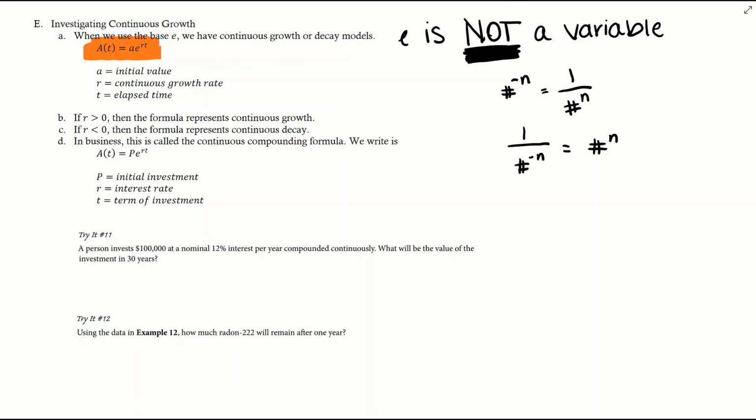Now, notice when it is business related, it is called the PERT equation, like that old shampoo for dandruff, Pert Plus. I don't even know if it's around anymore. Where now your initial value is equivalent to your initial investment, which makes sense because it's your starting investment, your starting value.